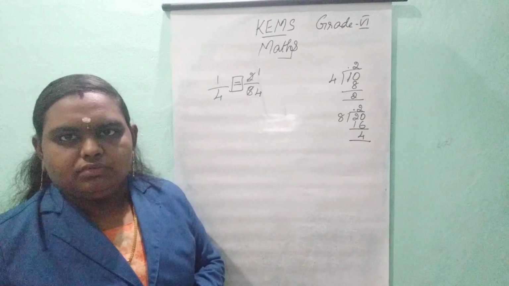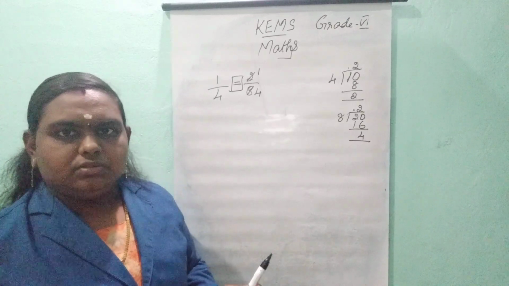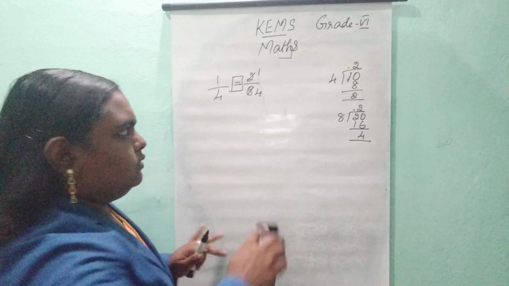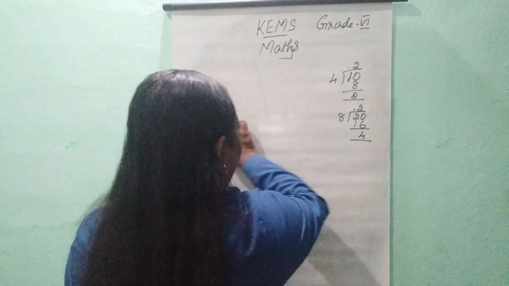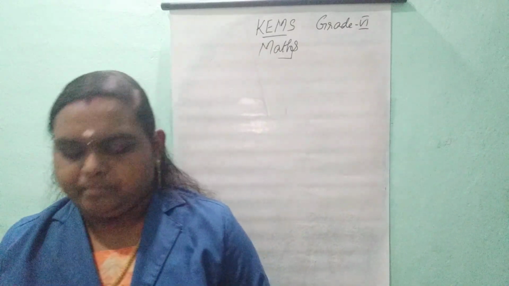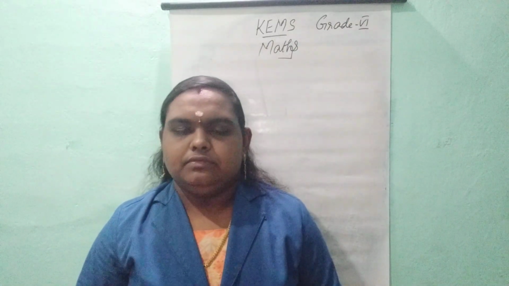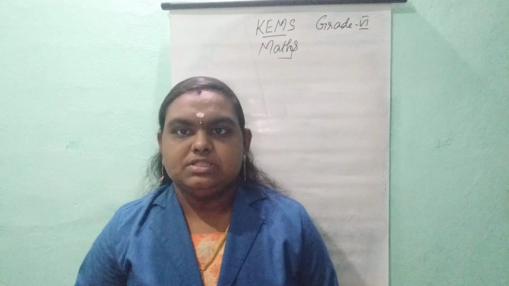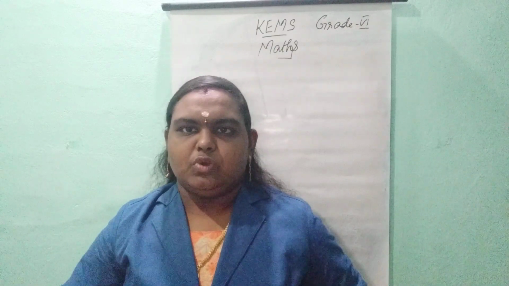Is it clear to all of you? Is there any doubt in this? No. Okay. So this is the method for comparing fractions, the method of finding which is the biggest number and which is the smallest number.